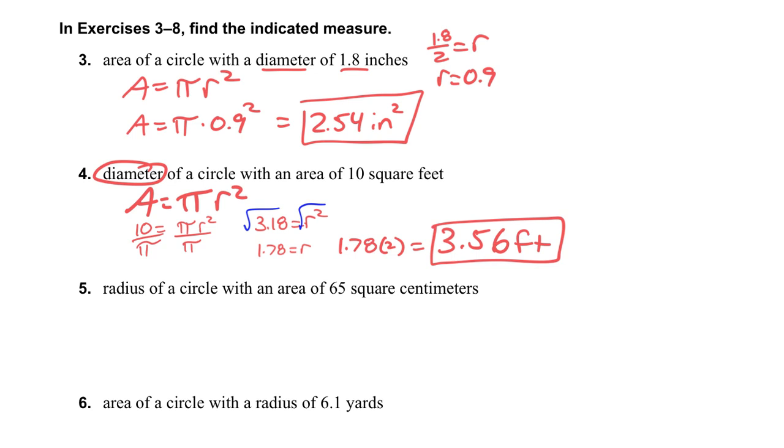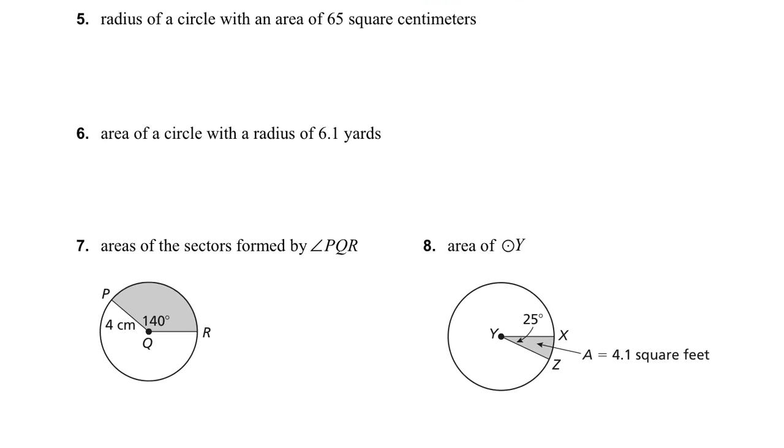So just be careful when you see radius and diameter. You need to make sure that all of our stuff deals with radius with this formula. And if it gives us diameter, we have to make those conversions. All right, let's go to 5.